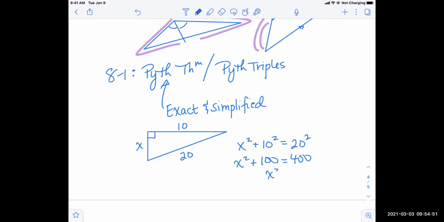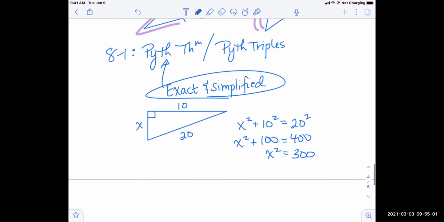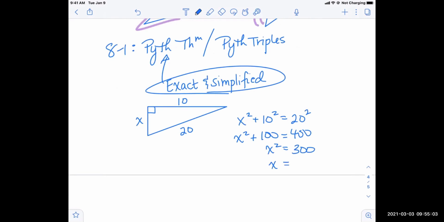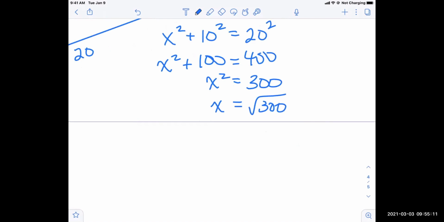So if you get x squared equals 300, what kind of answer am I looking for if I say exact and simplified? How would you express that answer? You got square root of 300. How do you express that answer? Jeff? As a radical. So if it's a word problem, maybe I'd have you round it. Okay, but that'll be square root of 100, square root of 3. Okay, so 10 root 3.